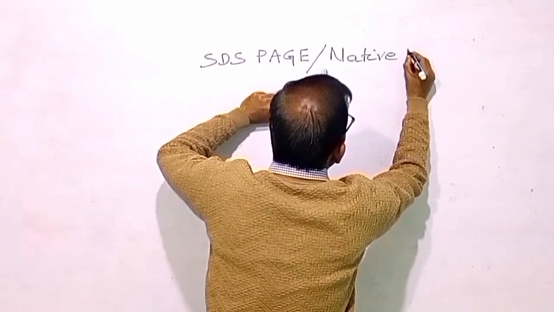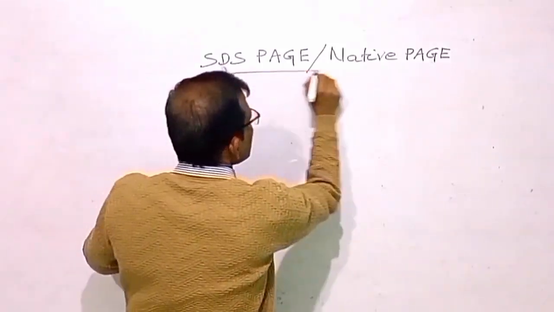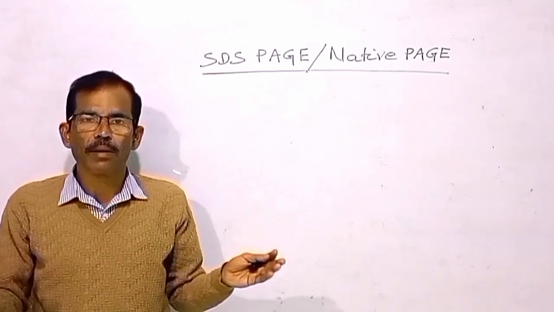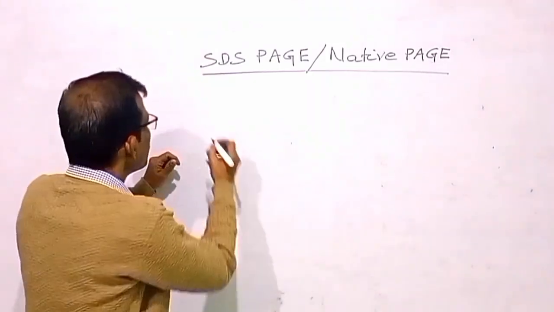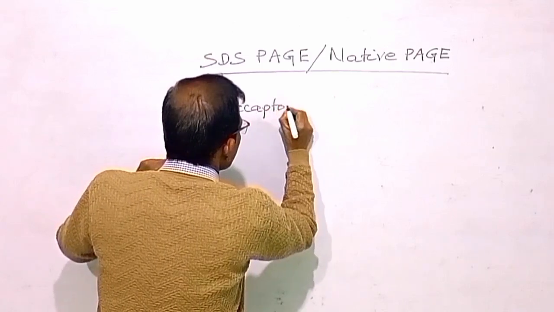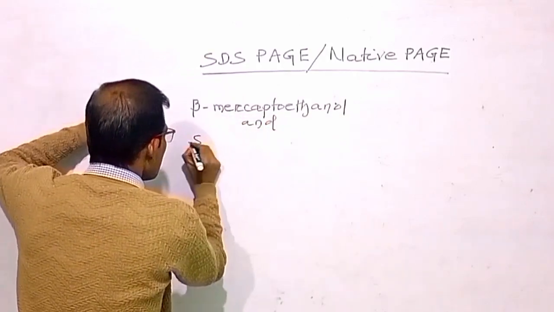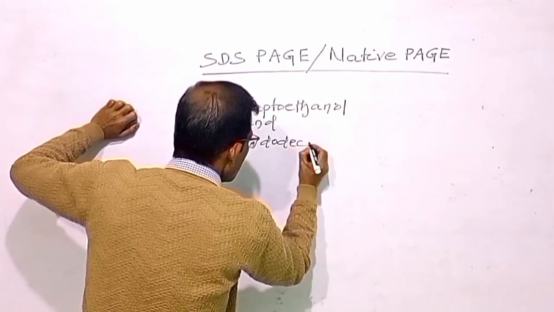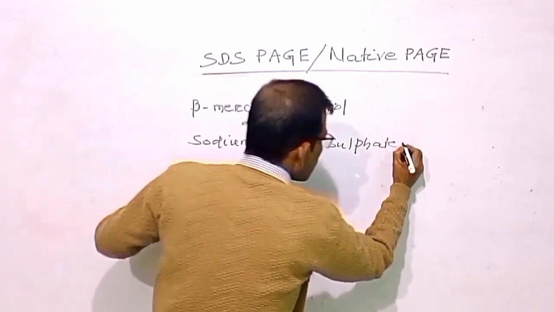In the previous video, we discussed SDS polyacrylamide gel electrophoresis, SDS-PAGE, in greater detail. In this technique, the protein sample is first boiled for 5 minutes in a sample buffer containing beta-mercaptoethanol and sodium dodecyl sulfate, SDS.